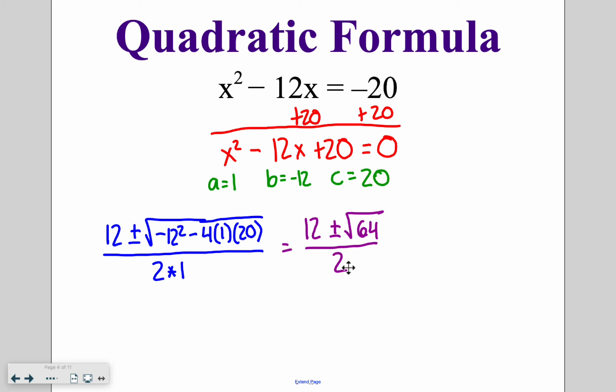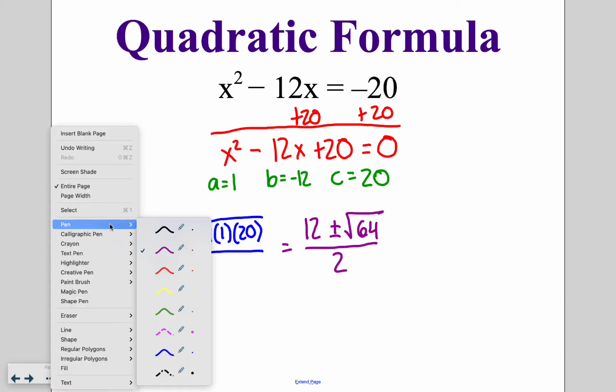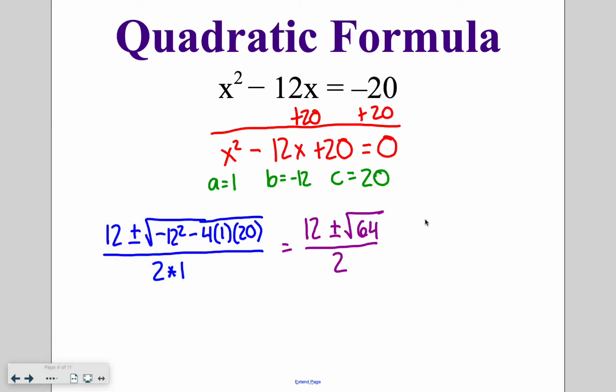So now we're going to want to solve this square root. You're going to plug just the square root of 64 into your calculator, and you are going to find that that is 8. So now I have 12 plus or minus 8 over 2. Now what does this plus or minus mean? That means that we are going to take the two different versions to get our answer.